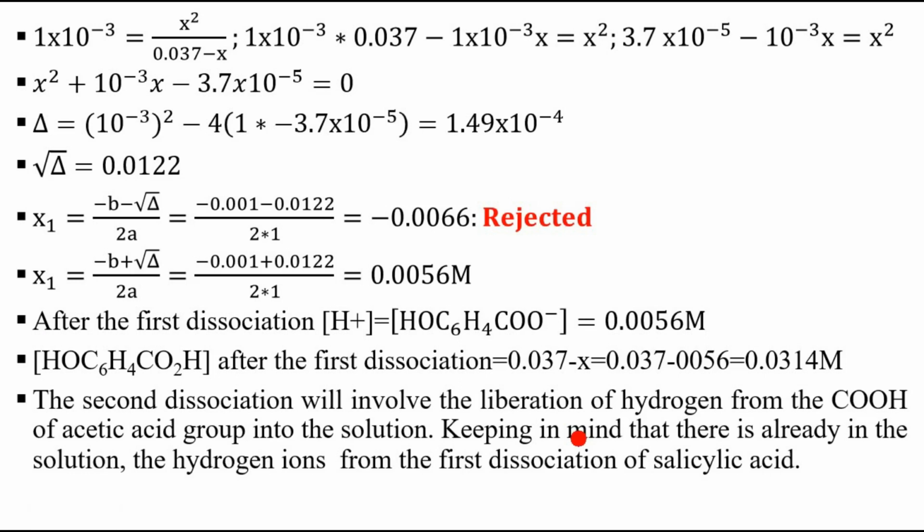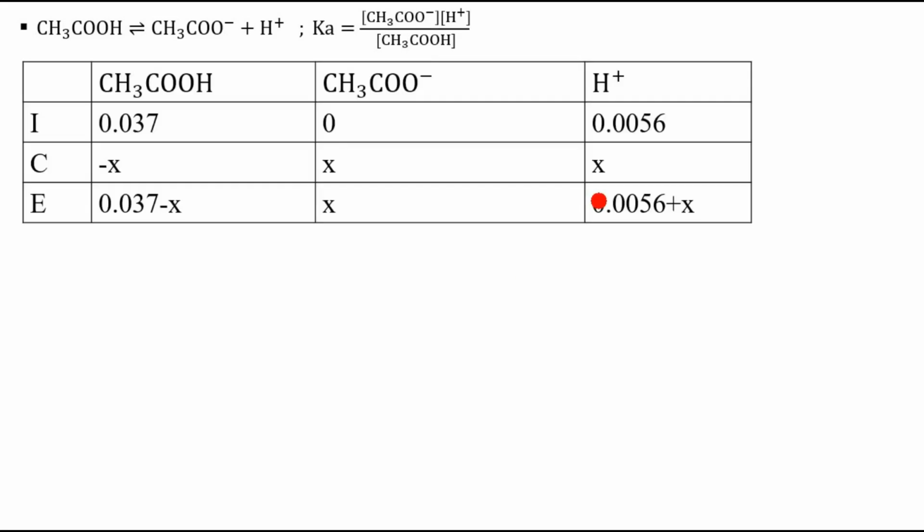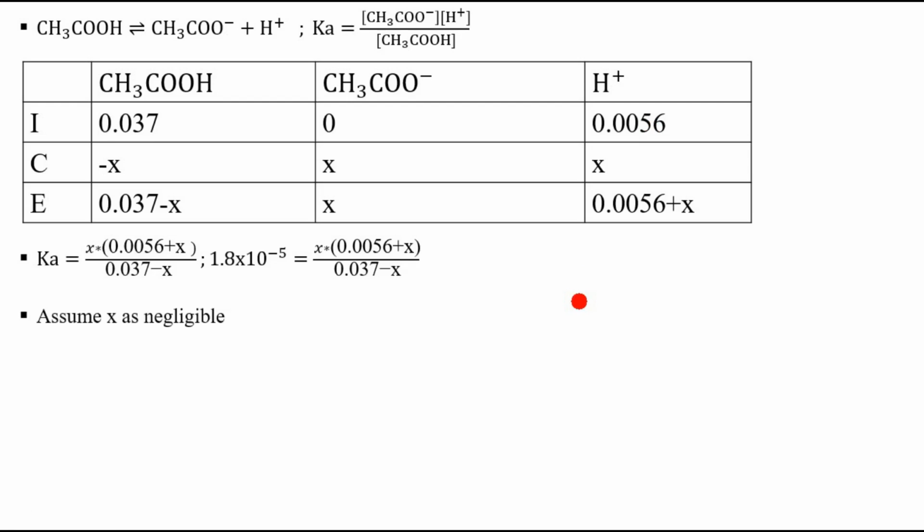Let's see how acetic acid is going to dissociate. But remember here, what you need to remember is to make sure that you know that there is the hydrogen coming from the first dissociation. Don't ignore it, please. Don't ignore the hydrogen coming from the first dissociation. Then we determine the X, assume the X negligible, and we calculate the X.